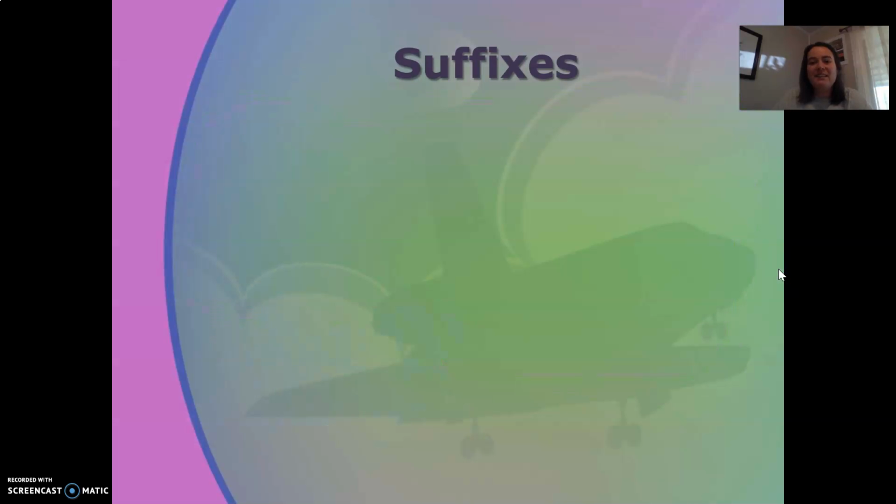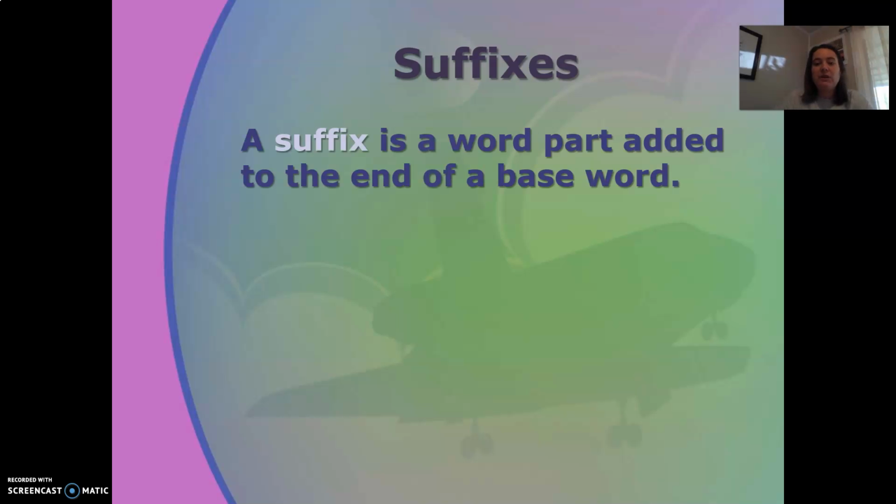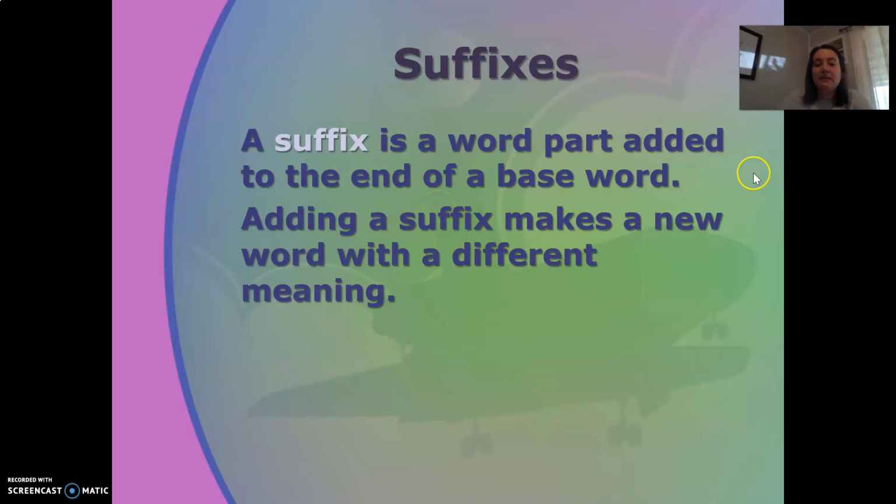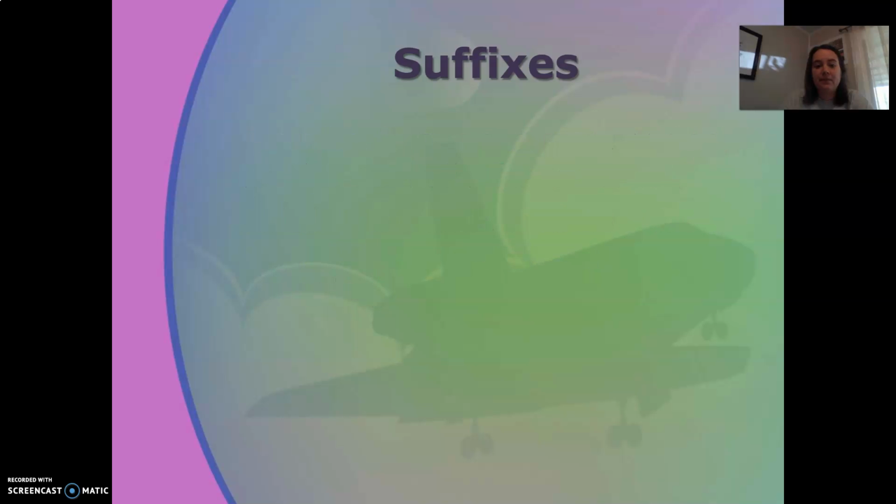Hey, fourth graders, today's English lesson, we are going to look at suffixes, which we've been working with a little bit in spelling this week already. The first thing we need to know is a suffix is a word part that's added to the end of a base word. It goes at the end. Adding a suffix makes a new word with a different meaning.